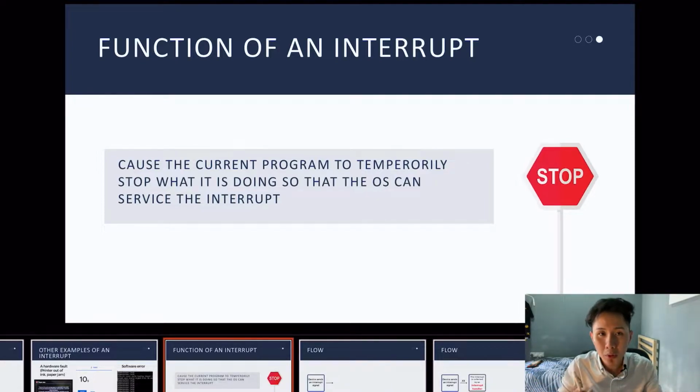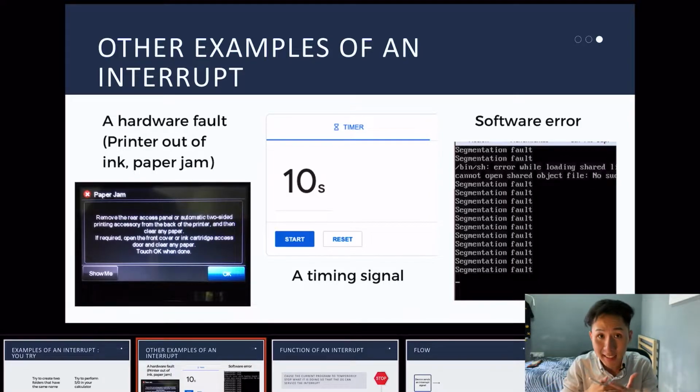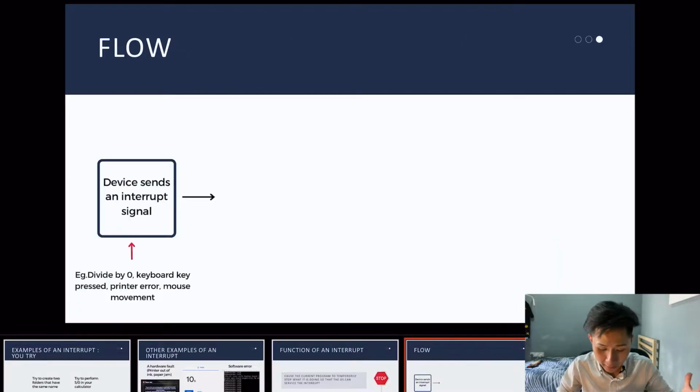It's like a signal to the OS telling it, hey, I have a problem here, please help me solve it. For instance, if your printer is out of paper, the computer needs to inform the user, and a box will come up. This is a case of how interrupts function: your printer sends an interrupt to your OS to show the user this message so that they can refill the paper or the ink. So these are some examples of an interrupt.